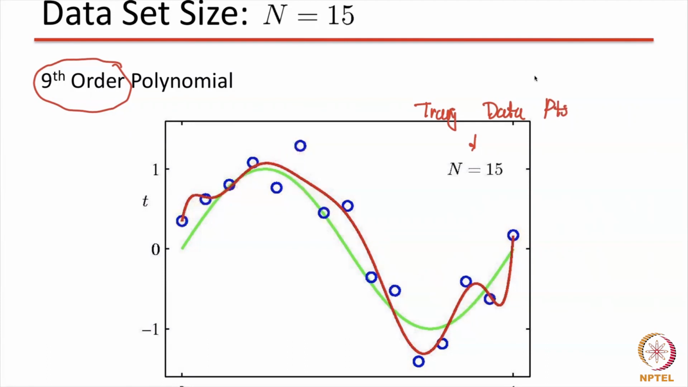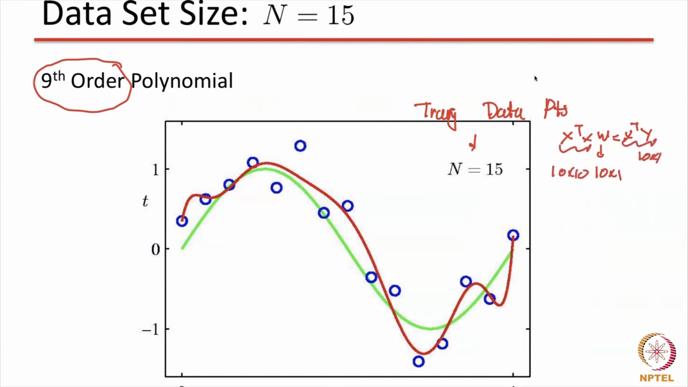So we fit a 9th order polynomial for 15 data points. This is still easy because our original equation still works. Our normal equation approach still works. This will be 10 cross 1. This will be 10 cross 10. And this will also be 10 cross 1.